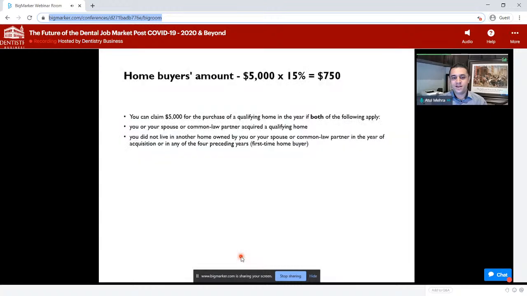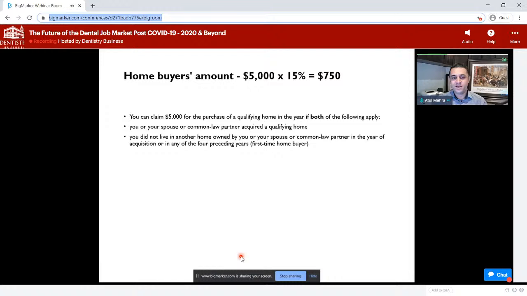So simply all you have to do is, when you file your return, indicate the address of the property and the date of the purchase, and you automatically become eligible for a $5,000 home buyer's amount credit, which equates to about $750 back in your pocket.